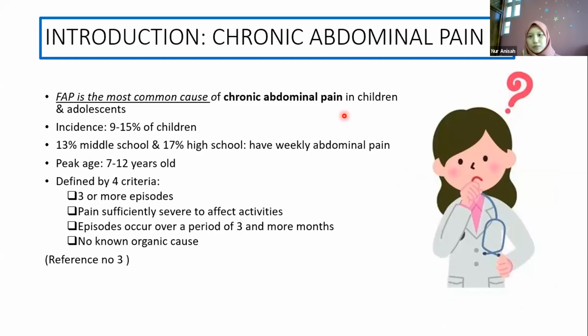I will talk about chronic abdominal pain because FAP, functional abdominal pain, is characterized under chronic abdominal pain. FAP is the most common cause of chronic abdominal pain in children and adolescents. The incidence is about 9 to 15% of children, and about 13% of middle school and 17% of high school students have weekly abdominal pain. The peak age is between 7 to 12 years old. Chronic abdominal pain can be defined by 4 criteria. The first is 3 or more episodes of pain sufficiently severe to affect activity, then the episodes occur over a period of 3 or more months, and there is no known organic cause.